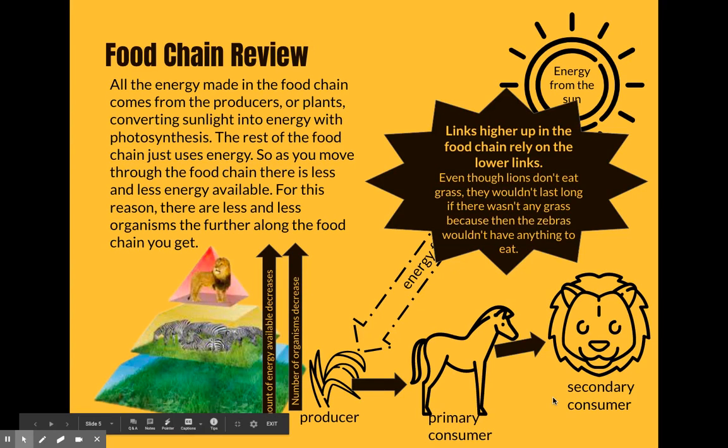One last thing is that links higher in the food chain rely on the lower links. So even though the lions don't eat grass, they wouldn't last long if there wasn't any grass, because the zebras wouldn't have anything to eat. So the zebras would die off, which would mean that there would be less food for the lions to eat. So everything is connected.